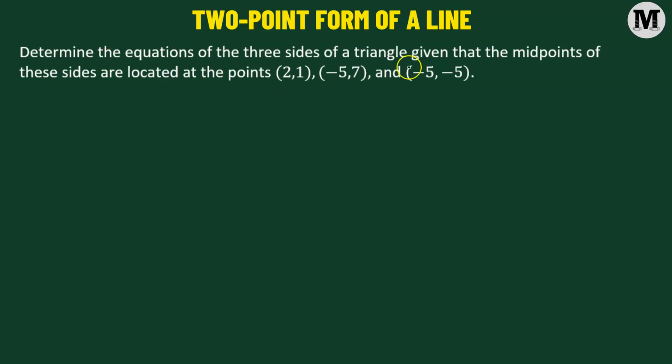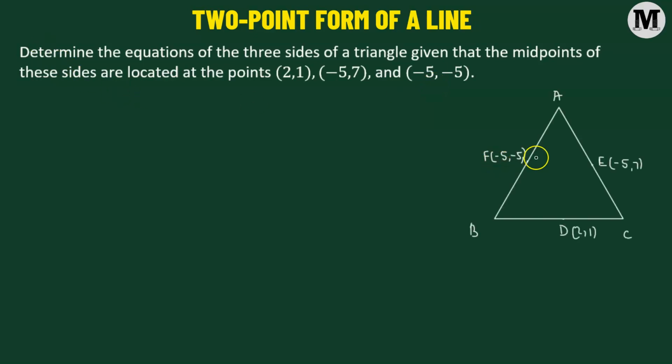Determine the equations of the three sides of a triangle given that the midpoints of the sides are located at the points (2, 1), (-5, 7) and (-5, -5). Let us begin. So here we have a triangle ABC.